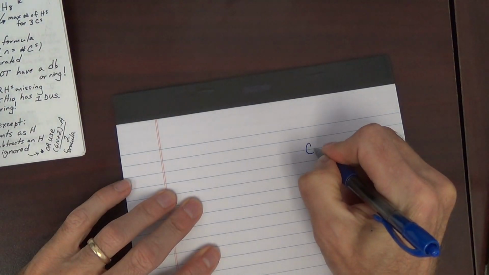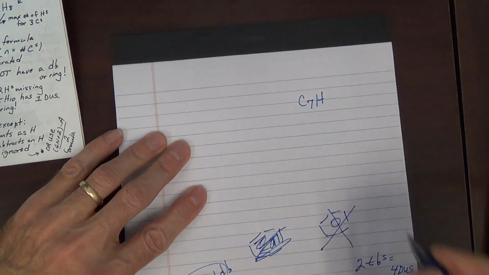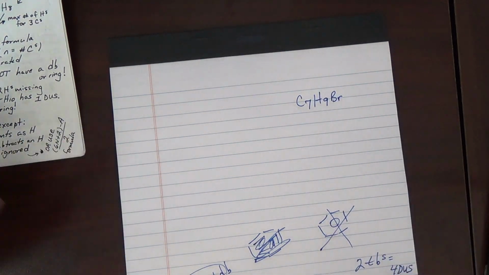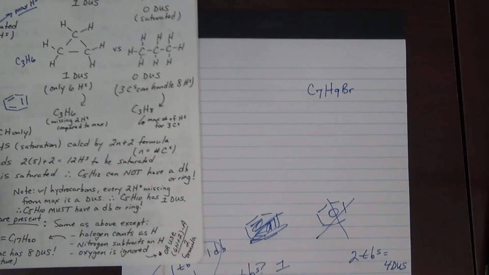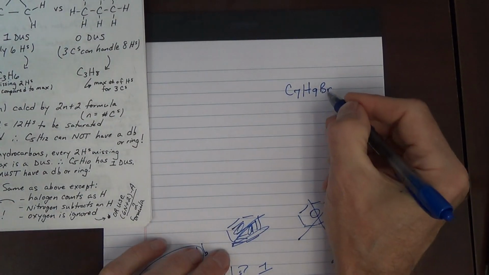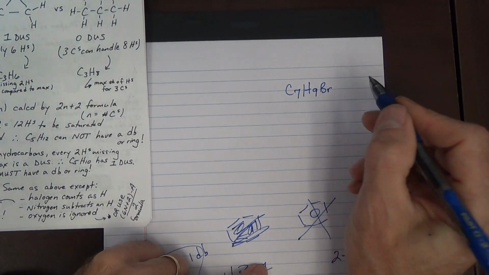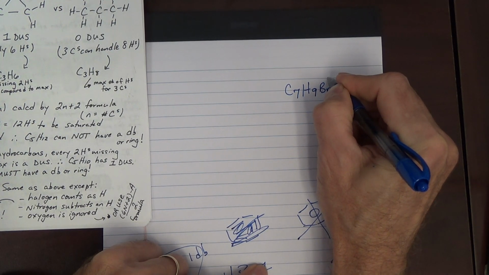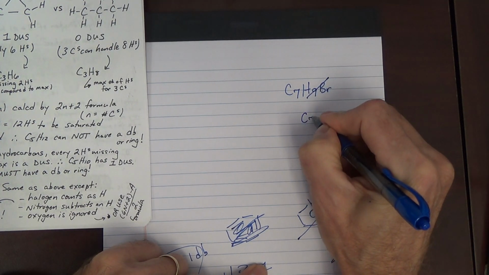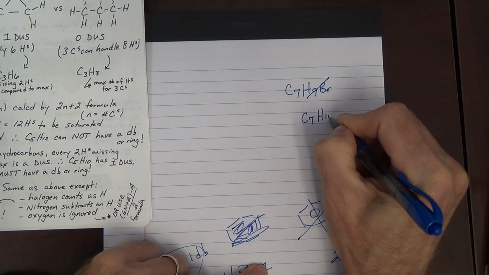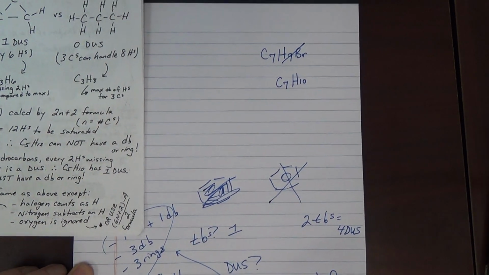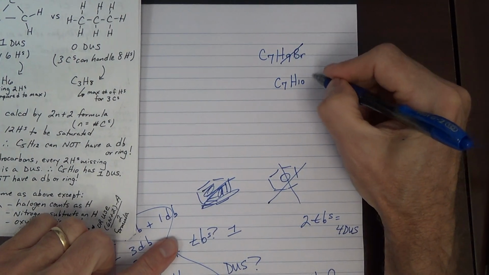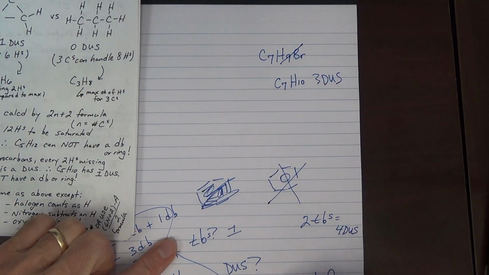Well, let's do C7H9Br. How does halogen count? It counts as an H. So if you're working with this, we can effectively count that as an H and change this to C7H10. And now that we're treating it like that, we see it has 3 DUS, same as below.